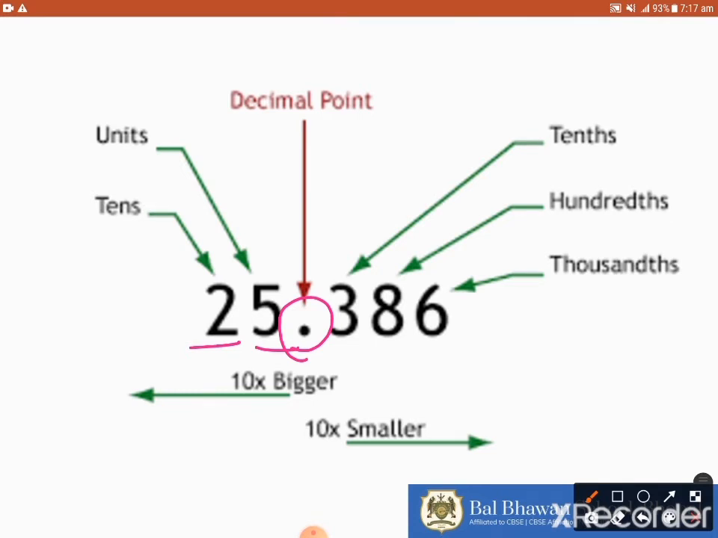After the decimal point, the first place is called the 10th place. The second place is called the 100th place and the third place is called the 1000th place. So after the decimal, the places are 10th, 100th and 1000th.